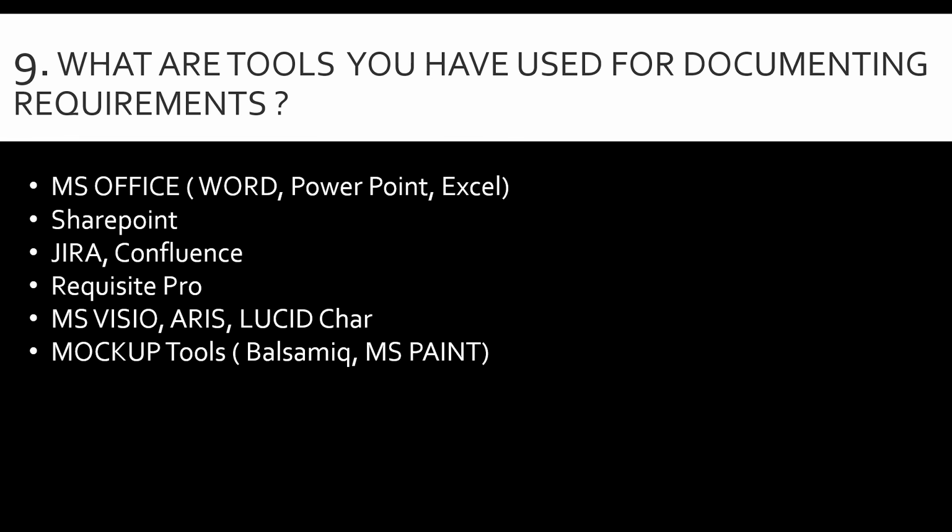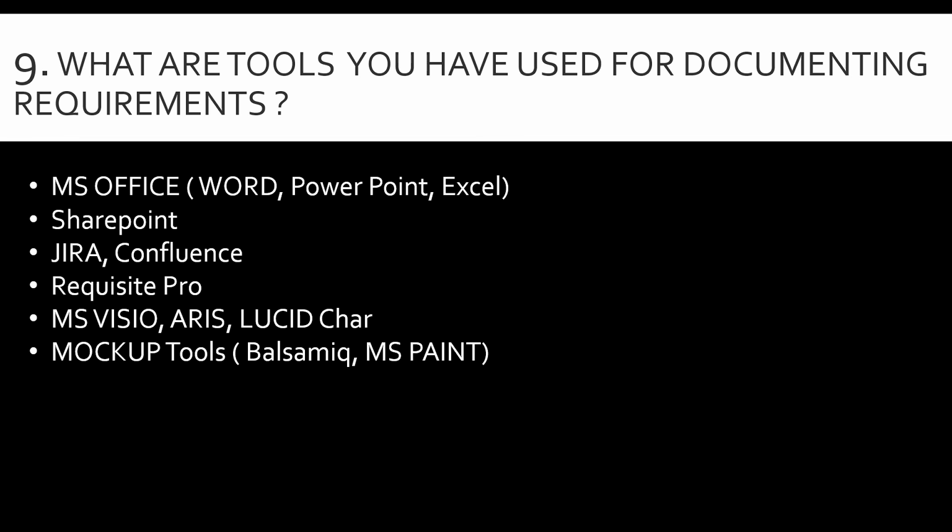And Confluence is also used extensively where I want to provide more notes or more context. So Jira and Confluence are the key tools in the Agile methodology. And there is this Requisite Pro. This is also one of the requirements management tools, which is used.